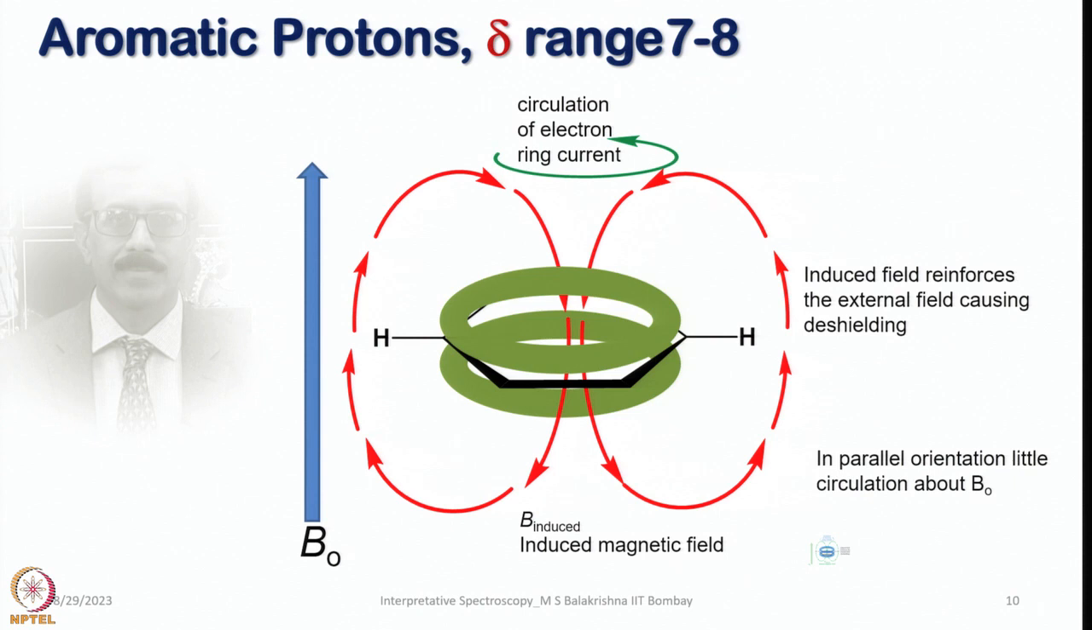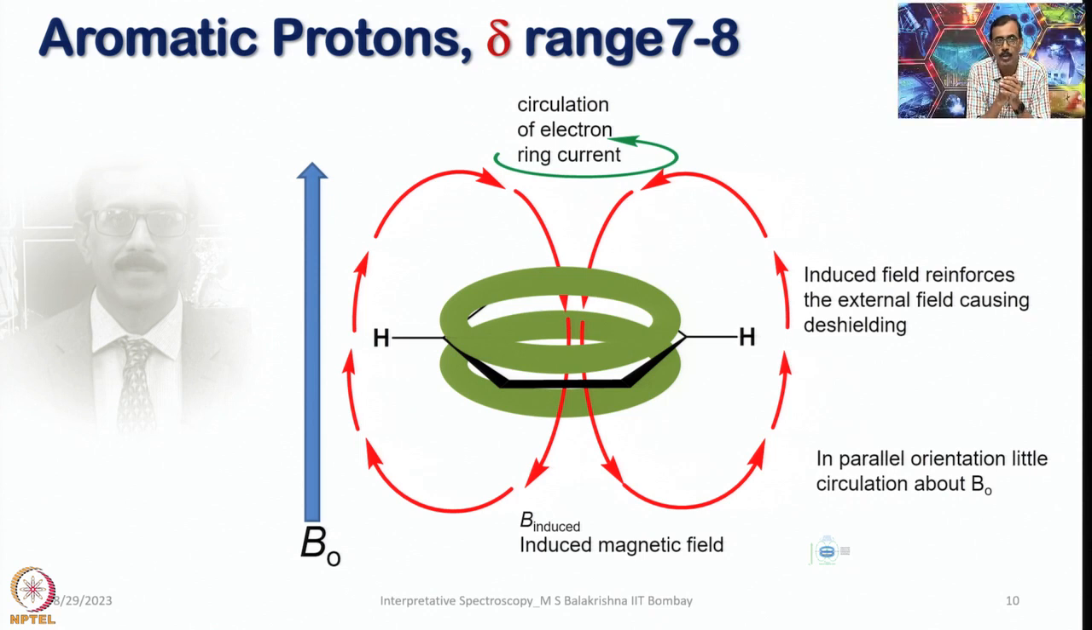Okay, now let's look into the aromatic protons. For example, if you take a benzene molecule and subject it to NMR, what would happen to its chemical shift? We all know that the chemical shift range is 7 to 8. And why that happens, you can see clearly here. And of course, here also, we should look for all possible orientations of benzene molecule in a magnetic field strength of B naught. And then if you take average of all of them, you can consider only two possible orientations. One is perpendicular, one is parallel. And here I have considered perpendicular one.